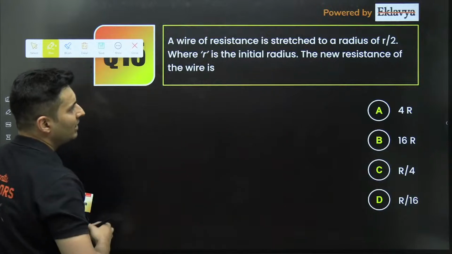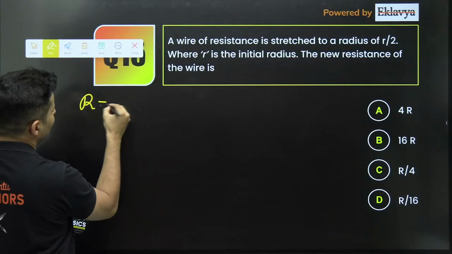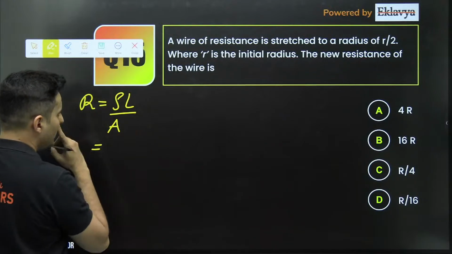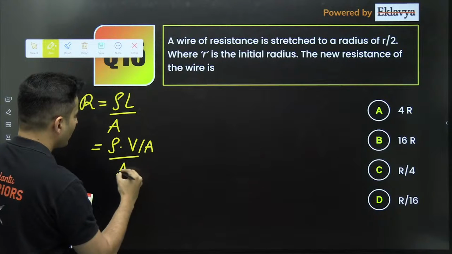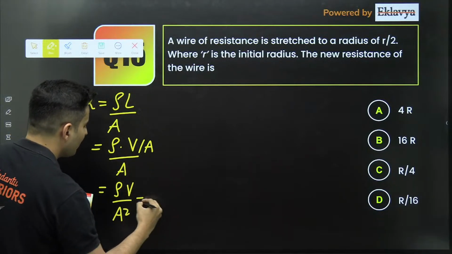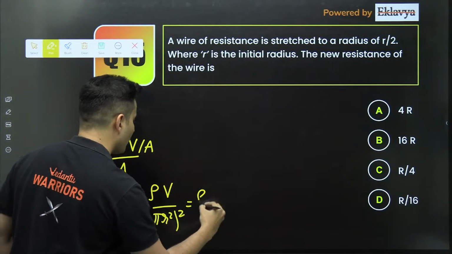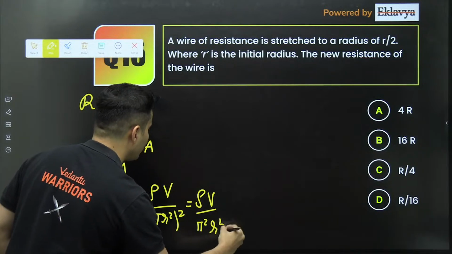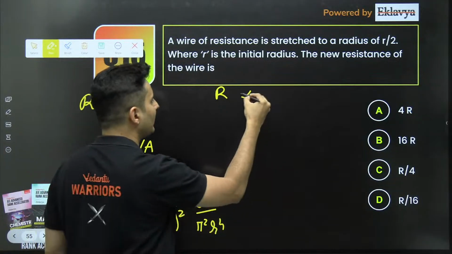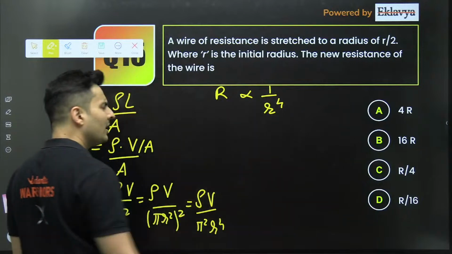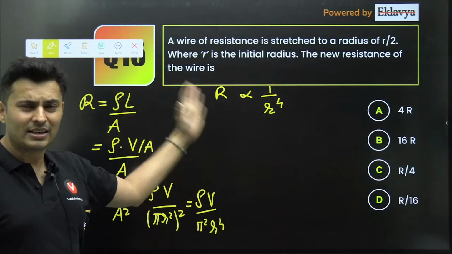So the wire is basically stretched to a radius of r by 2. r is the initial radius. So resistance is rho L by A. And because I'm stretching it, length I can write as volume divided by area. So it will become rho V by A square. But area is pi r square, so square of that: rho V by pi square r raised to 4. So resistance is inversely proportional to r to the 4. Remember, there was a shift where the exact same question came, and the ratio or something like that was asked, and there also r raised to 4 came. Same repeated questions, guys.